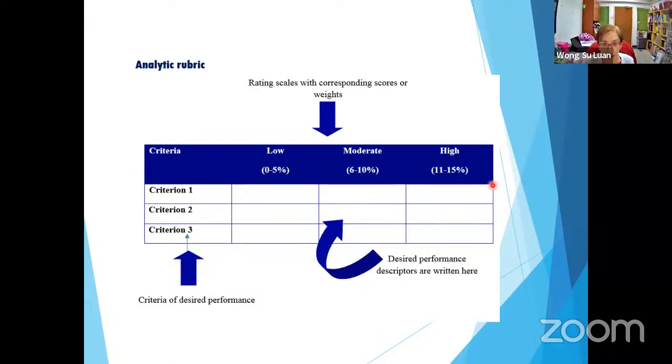Just to recap, the analytic rubric would have this component, which is your criteria. How many criteria? You will decide. How many percent of that assignment is going to be for your course? Your rating scales, again: are you going to have 3 rating scales or are you going to have 5 rating scales? Yeah, depending on how specific you are going to write your desired performance descriptors here.